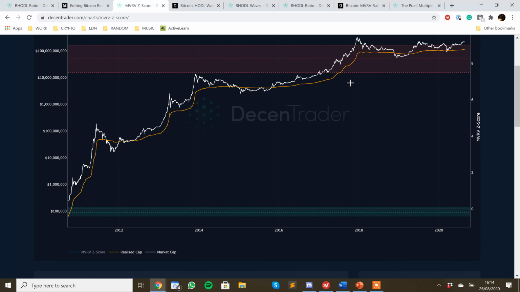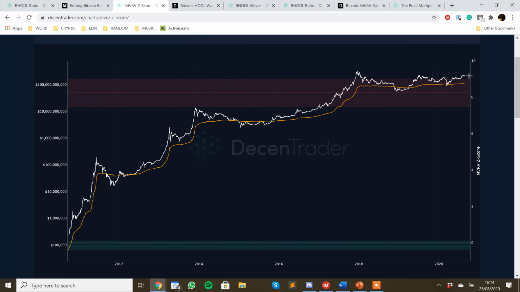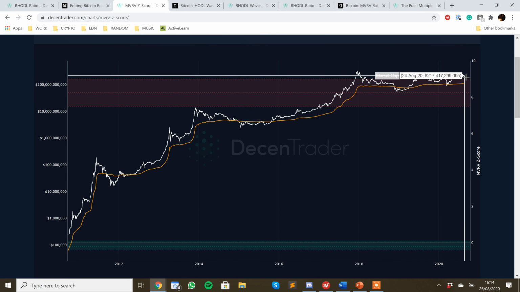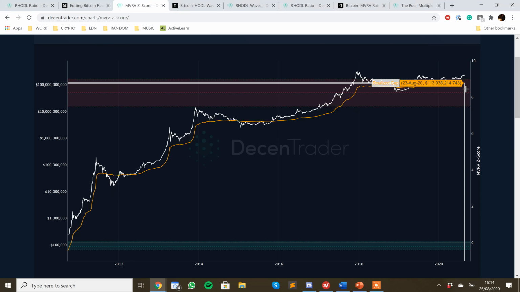The orange line is a little bit different. So the orange line is realized cap, and instead of taking today's price or the current price in the calculation, what realized cap does is it takes the price of when Bitcoins were last moved from one wallet to another wallet. Okay, so very different.